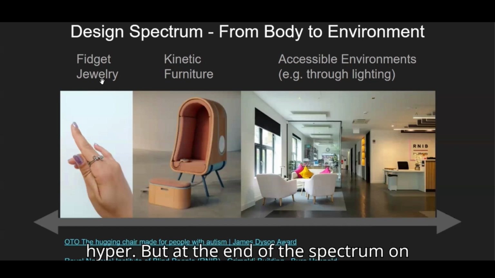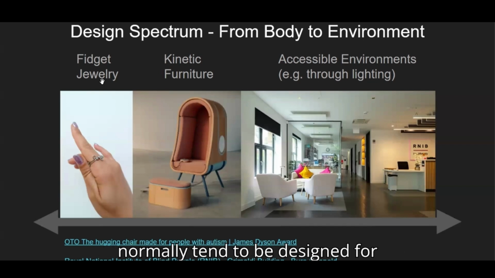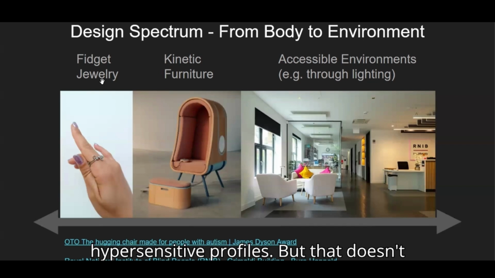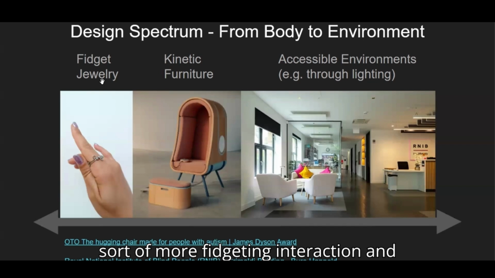But at the end of the spectrum on the right, you have buildings, and these normally tend to be designed for hypersensitive profiles. But that doesn't mean you can't include elements that introduce movement and a sort of more fidgeting interaction and stimming interactions.